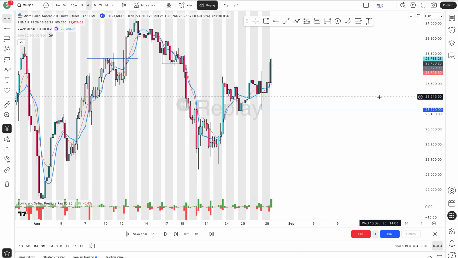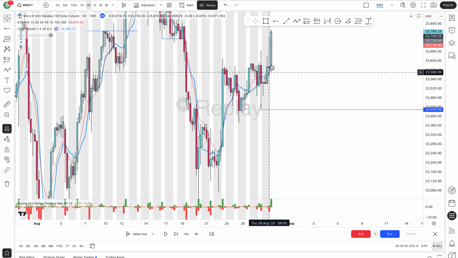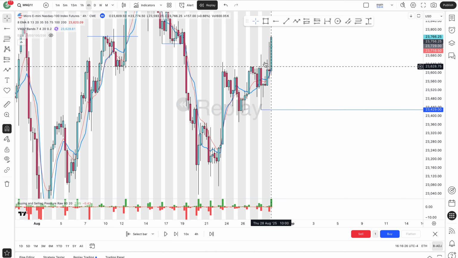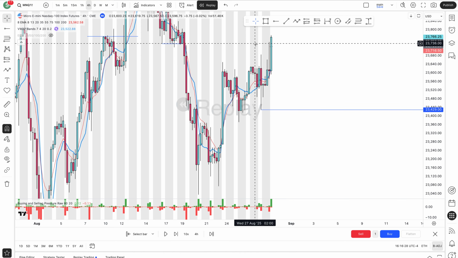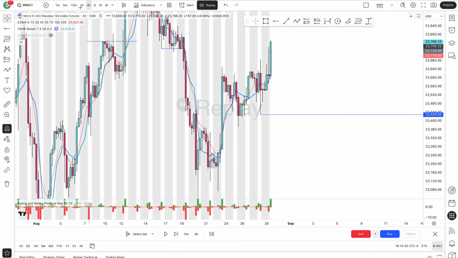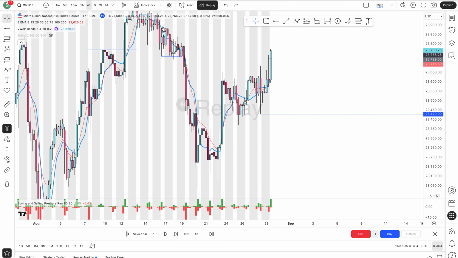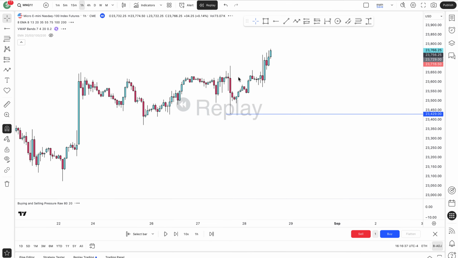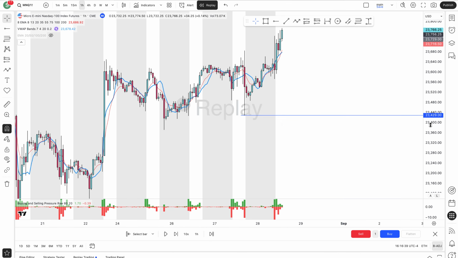Okay, so we made this low coming into the day, and I'm thinking, okay, I'm going to be looking for longs into new highs. So that's what I'm looking at on the 4 hour time frame, pretty much the market structure and the order flow. Okay, the 1 hour time frame tells a similar story.